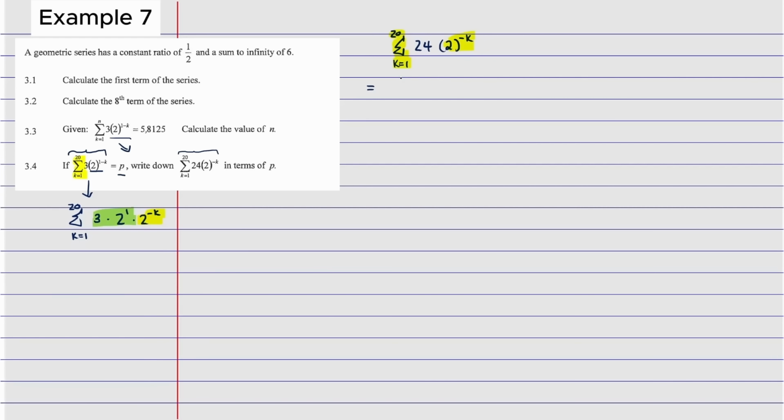So that's going to be equal to the sigma from k equals 1 to 20. We leave it, and change this: find the factors of 24. When you find the factors of 24, you're going to get 2 to the power 3 multiplied by 3 to the power 1, and that's going to be multiplied by 2 to the power negative k.